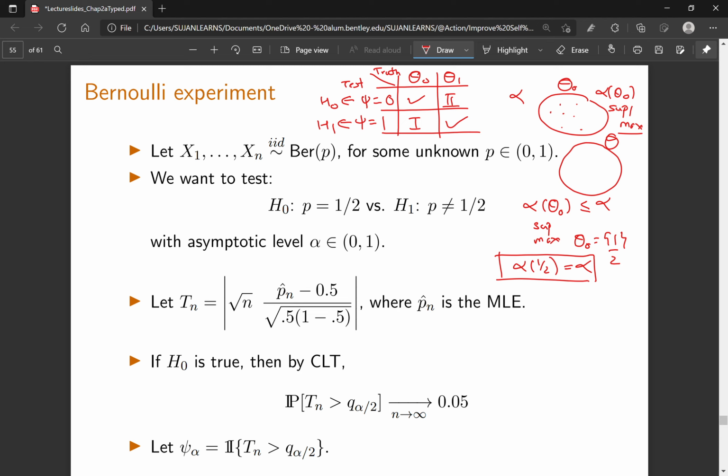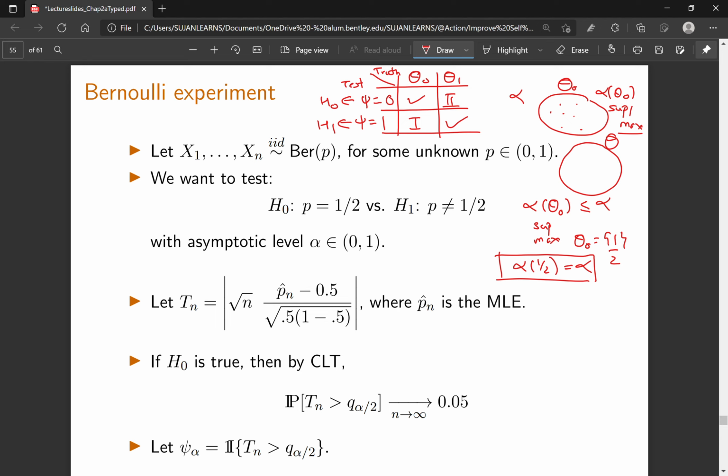Now we have talked about alpha and type 1, type 2 error. Let's focus on Bernoulli experiment. Bernoulli experiment is where there are random variables x1 through xn. They are independent and identically distributed according to probability p, and probability p lies somewhere between 0 and 1.